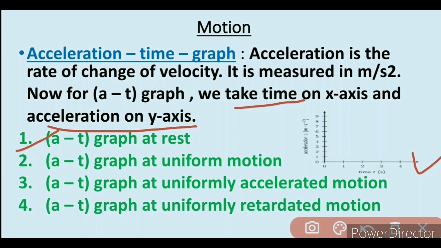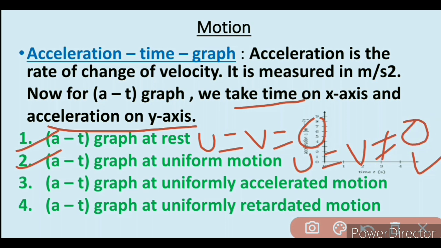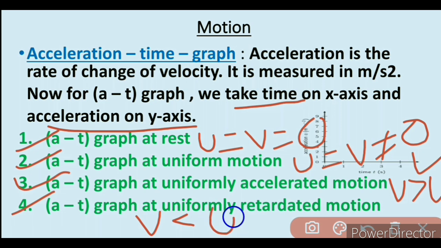First is at rest, when the object is placed at rest, so its initial and final velocity is equal to 0. Next is the acceleration time graph at uniform motion, when its final and initial velocity are equal but can't be equal to 0. Third is the acceleration time graph at uniformly accelerated motion, when its final velocity is greater than the initial velocity. Last is the acceleration time graph at uniform retardation motion, when the final velocity is smaller than the initial velocity.